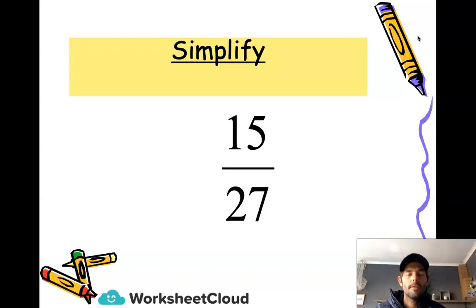So what goes into 15 and 27? So they're both multiples of 3. 3 goes into 15 5 times. 3 goes into 27 9 times. So your answer there is going to be 5 over 9. Okay?